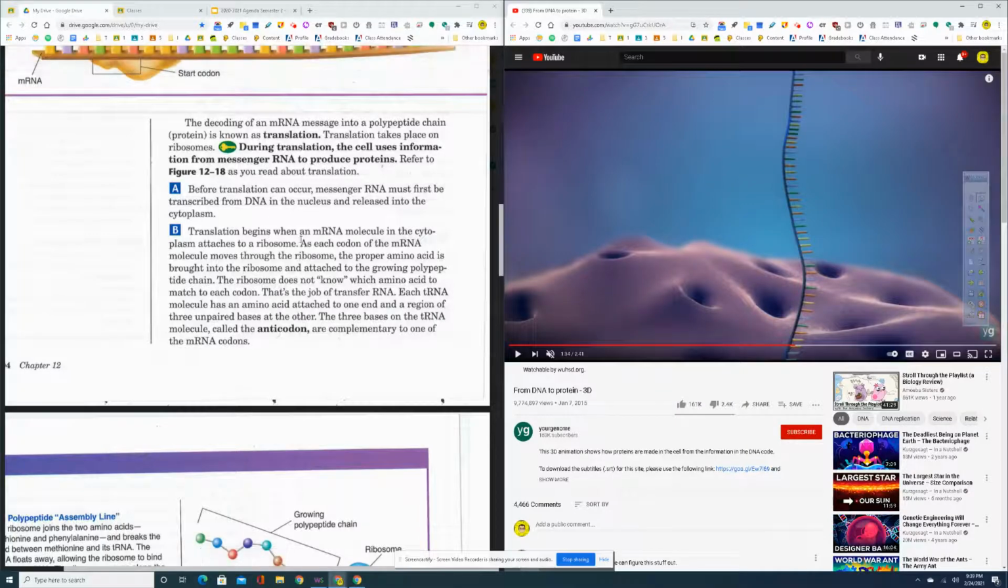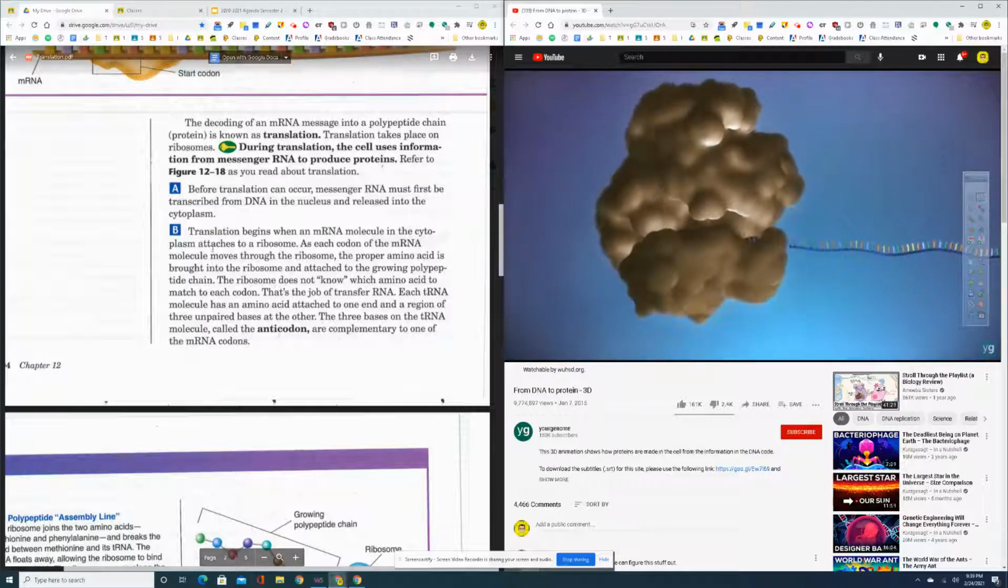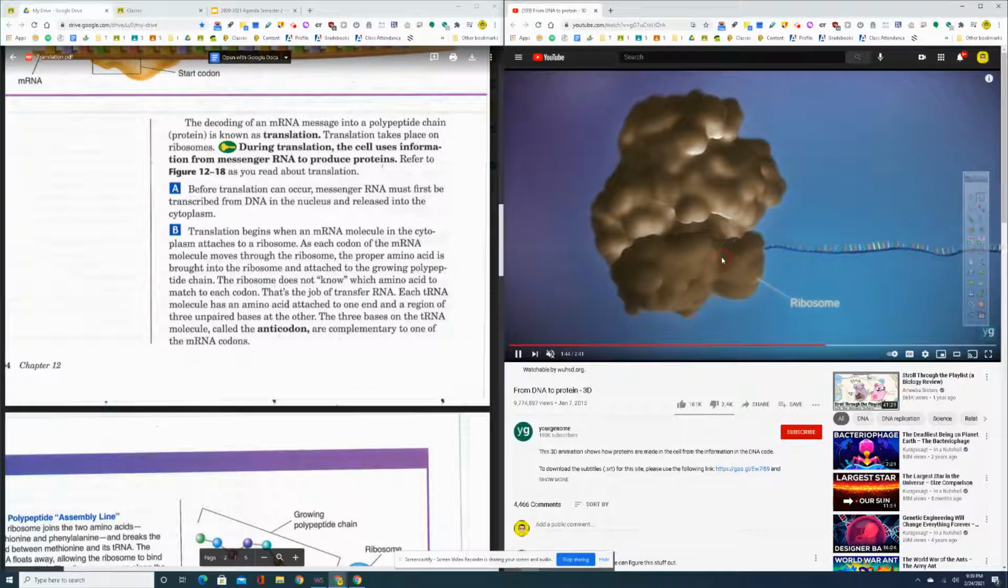Translation begins when an mRNA molecule in the cytoplasm attaches to a ribosome. As each codon of the mRNA molecule moves through the ribosome, the proper amino acid is brought into the ribosome and attached to the growing polypeptide chain. So let's take a look. Here's the mRNA molecule, and notice, like it says, it's in the cytoplasm now, and it attaches to a ribosome. There's the ribosome, now attached to the messenger RNA molecule, just like it said in the text.